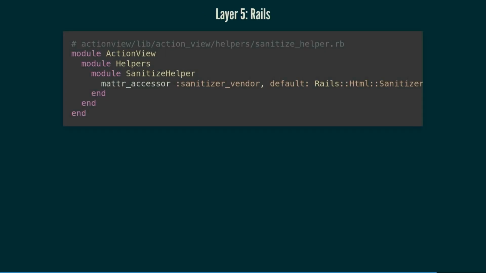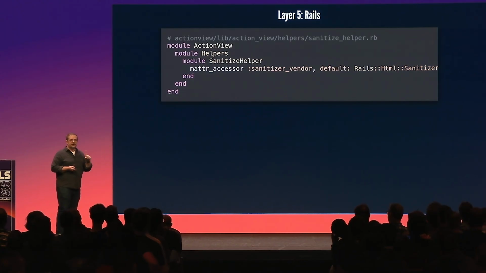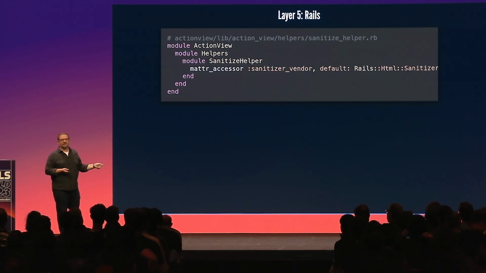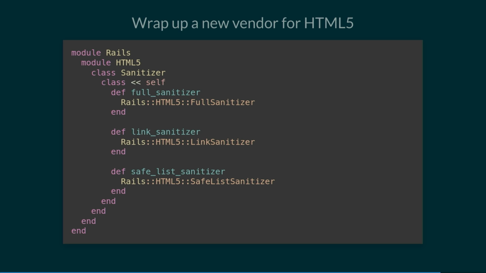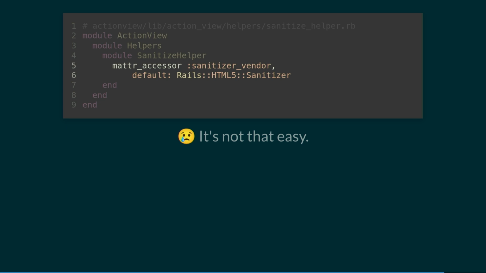So going back to Action View helpers, there already was a pluggable approach here where I could just plug in a vendor. There was only ever one vendor, and it was Rails HTML Sanitizers. But we could hypothetically plug in other ones. It could be as easy as writing a vendor like this that simply calls out to the HTML5 sanitizers and then update what it should be.